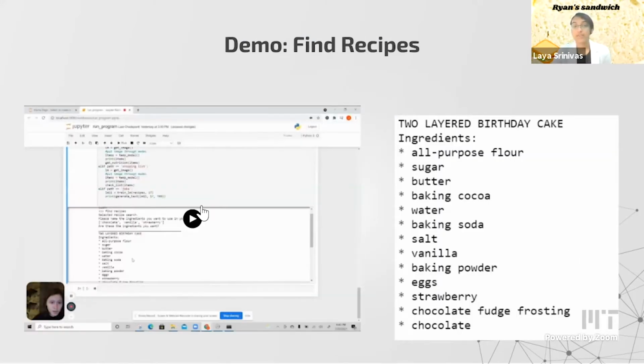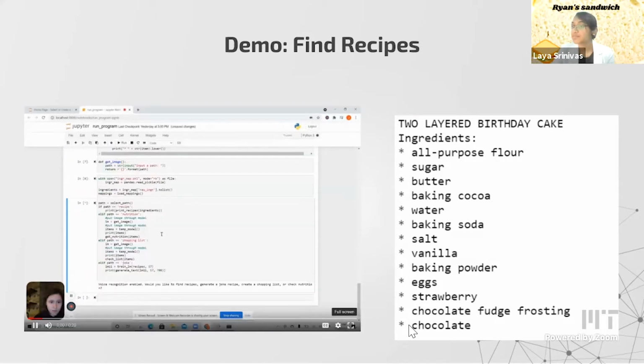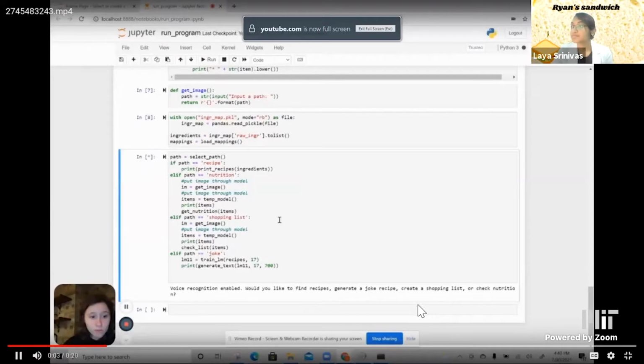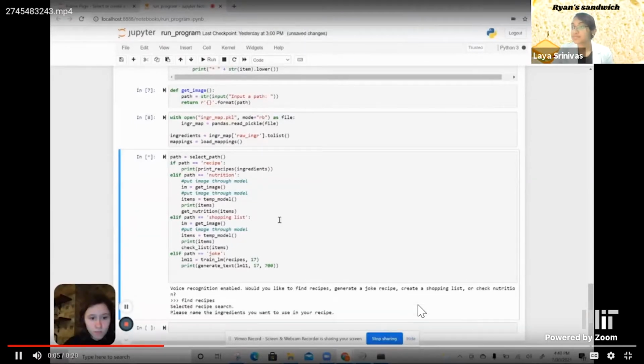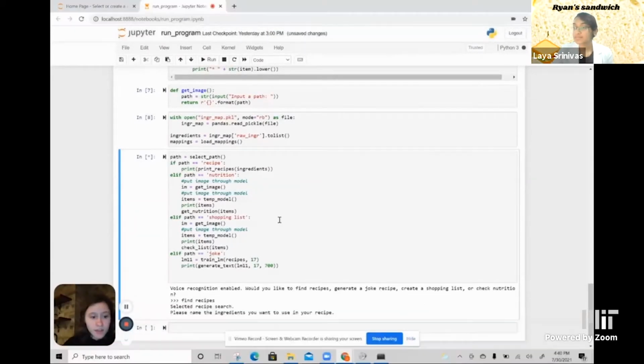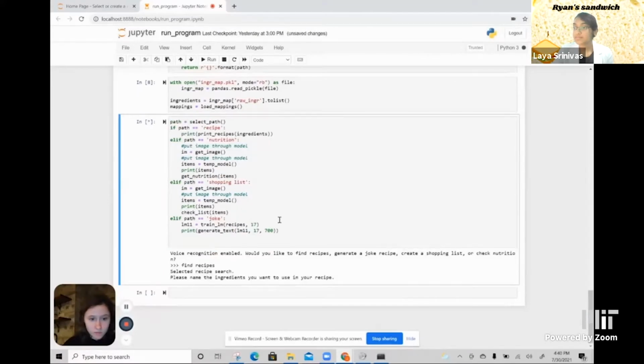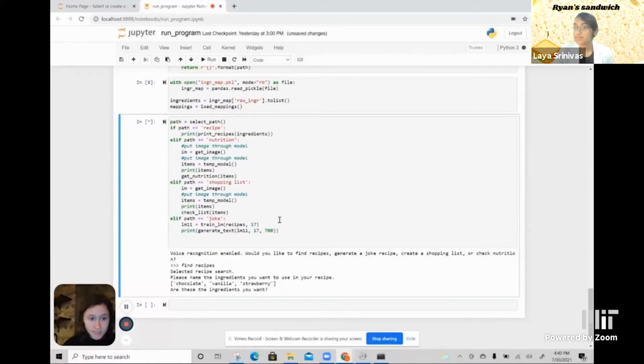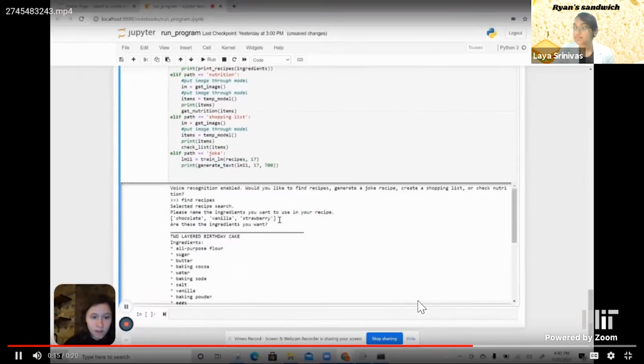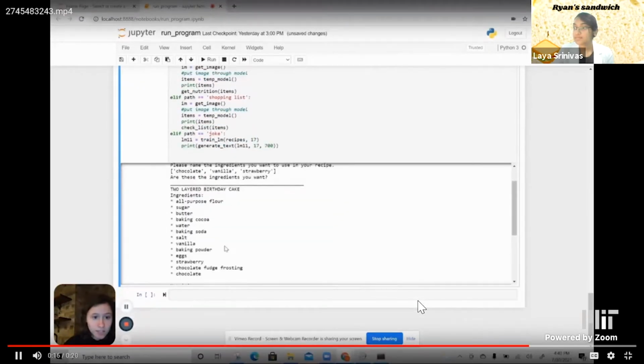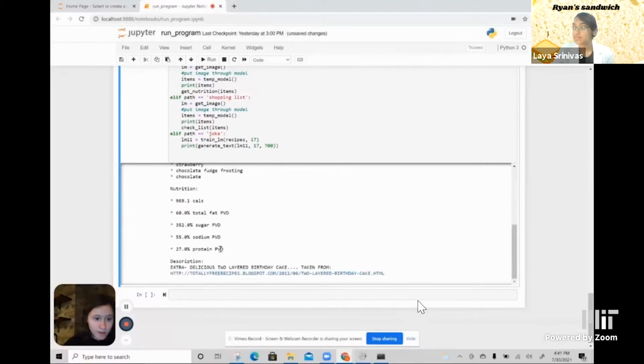Here we have our recipe retrieval system in action. Find recipes. Chocolate, vanilla, strawberry. As you can see, it generates a recipe containing chocolate, vanilla, and strawberry.